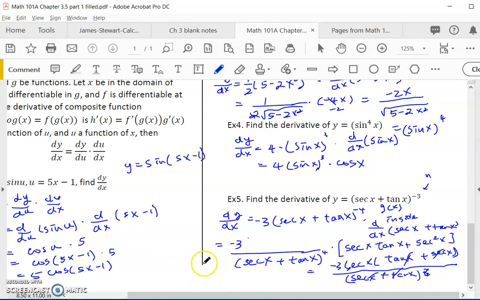So maybe I'll write the answer here. It's very small. Negative 3, only secant x in the top over secant x plus tangent x, but to the power 3. And then let's move on to the next page.